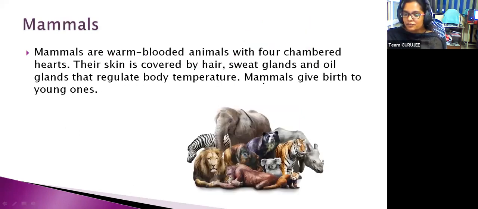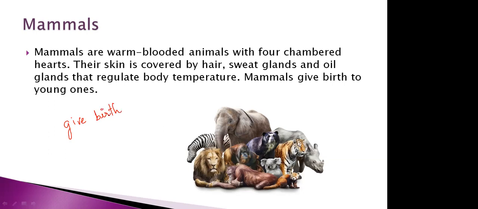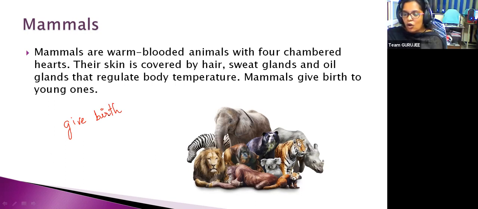Next, mammals. Mammals are warm-blooded animals. Every mammal is a warm-blooded animal. Mammals include all animals like lion, tiger, elephant, even bat, monkey, chimpanzee, and we humans. Everything is called a mammal. Why are we called mammals? Because we give birth. We don't lay eggs. Mammals give birth, which is called viviparous. All mammals have a four-chambered heart.